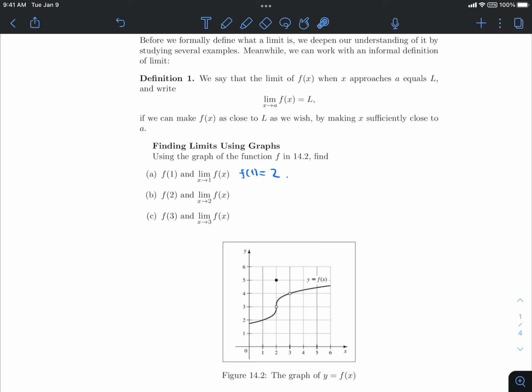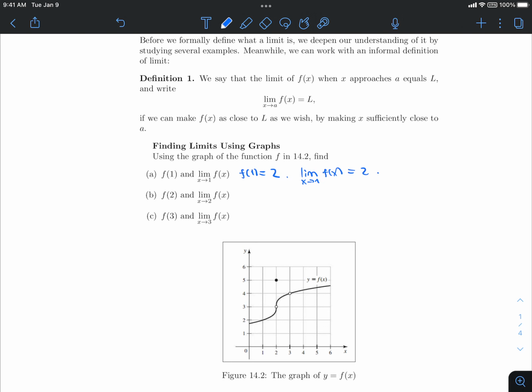So what happens to f as I get closer and closer to 1, before I actually reach 1? Let's say, what would be f of 1.1? I don't quite know, but it would be very close to 2. The closer I get to 1, the closer I get to 2. So that would mean that the limit of f of x as x approaches 1 equals 2 as well. Okay, so that's our first item there.